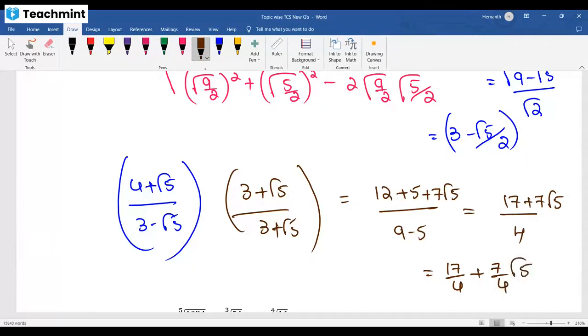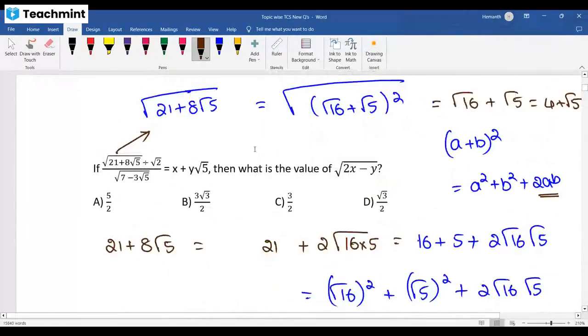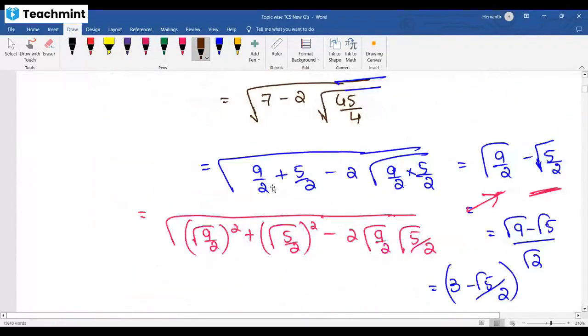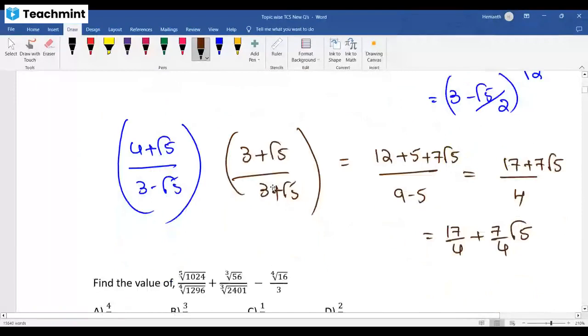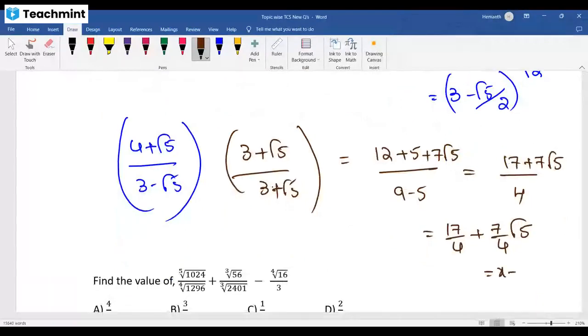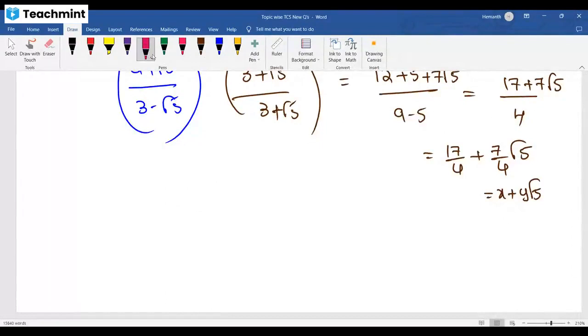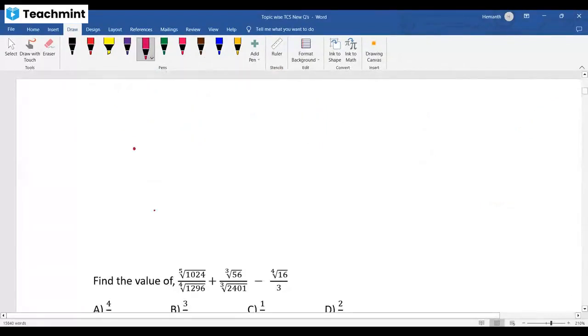Still our question is not completed, because all this should be put here. I came to know the x value is 17 by 4. See, these guys are not at all satisfied, right? Still they're asking square root of 2x minus y here. After all this hard work, you got the x value 17 by 4. They put this as x plus y root 5, and they're asking now square root of 2x minus y. After all this hard work, we got x and y, but still we're not satisfied with that. You need to calculate square root of 2x minus y.